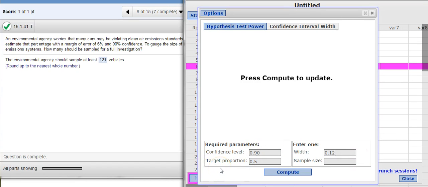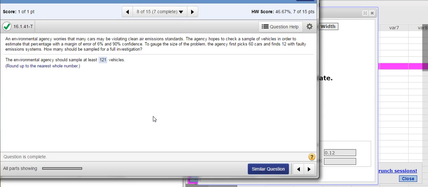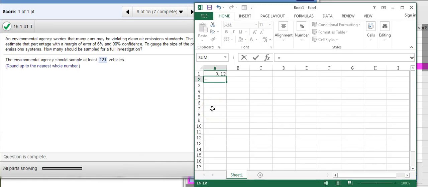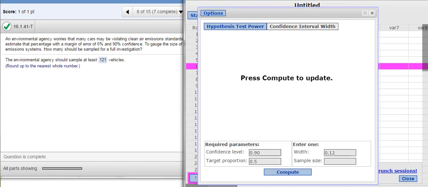And what is the target proportion? The target proportion is the sample proportion. Look at this question. It says this agency picks 60 cars and finds 12 of them with faulty emission systems. So the proportion is the number of successes out of the total number, which will be 12 over 60. So let's do that. 12 divided by 60, we get 0.2. And this is all the information you need.